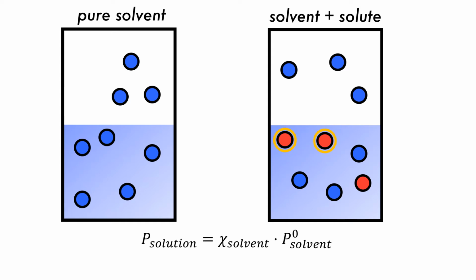The changes in the vapor pressure can be described by this equation. The new vapor pressure is equal to the mole fraction of the solvent times the vapor pressure of the pure solvent.